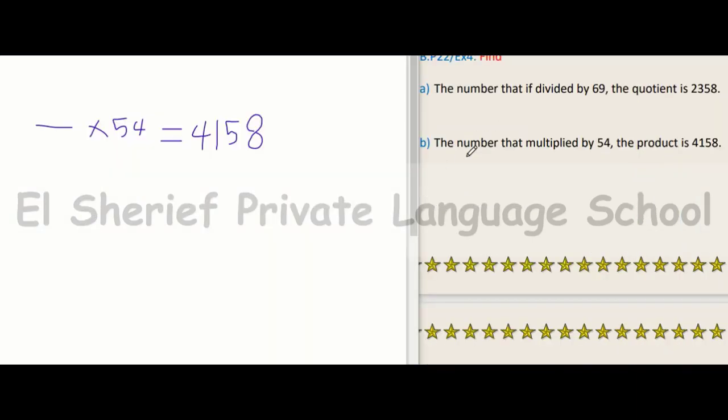So the number that, multiplied by 54, equals 4158. So here we don't know the number multiplied by 54. So here we convert the multiplication operation to a division operation.